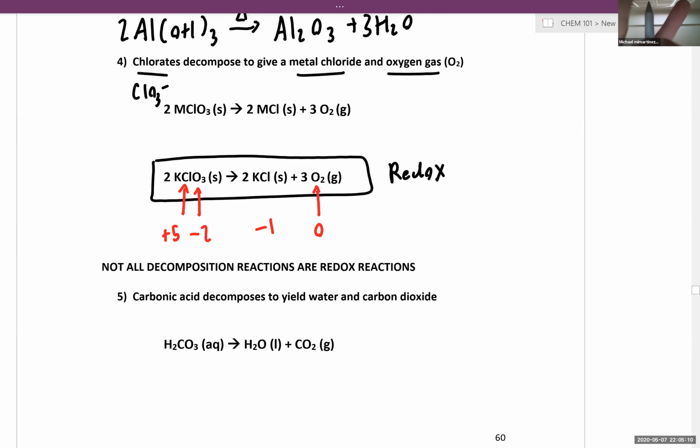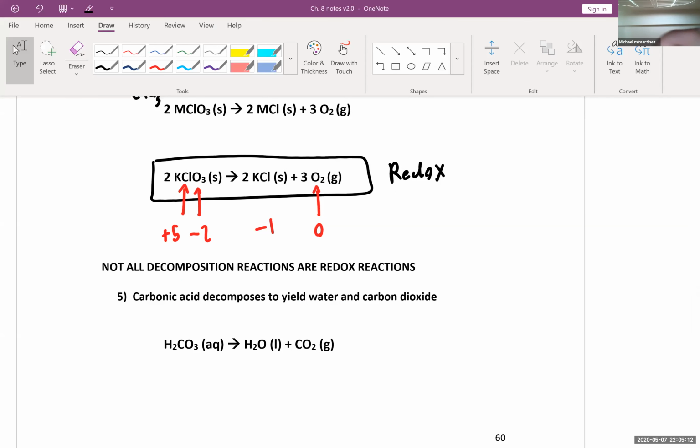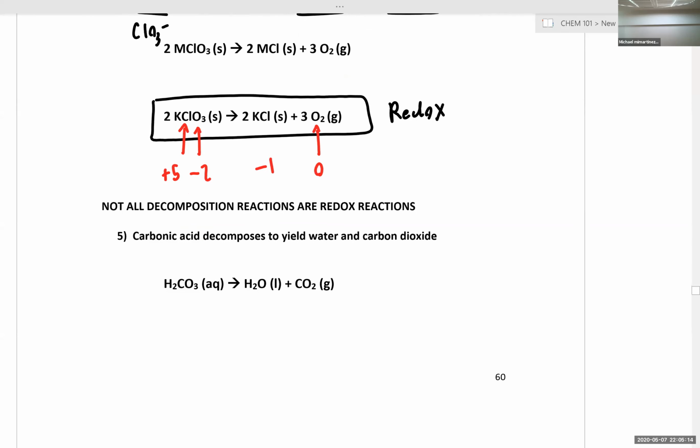So another common decomposition reaction that we saw involves carbonic acid. So carbonic acid decomposes to water and carbon dioxide. Standard fare.